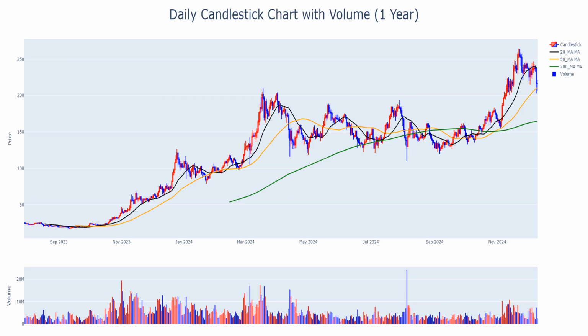Daily candlestick chart and volume, 1-year analysis. Over the past year, SOLUSDT reached a peak of $262.83 in January and a low of $150 in March. The coin has experienced a 14% drop from its November high of $250.